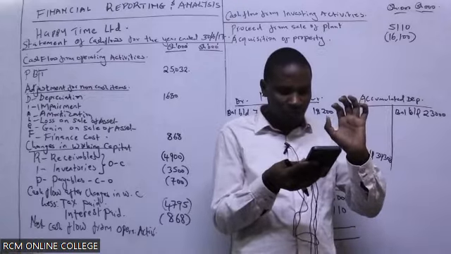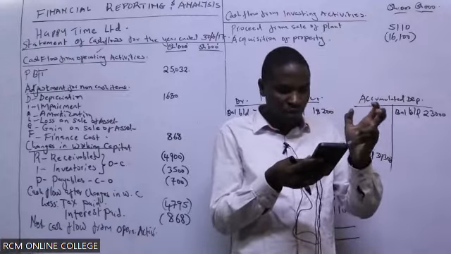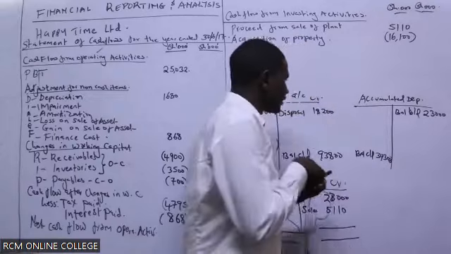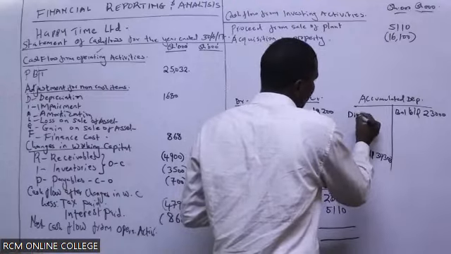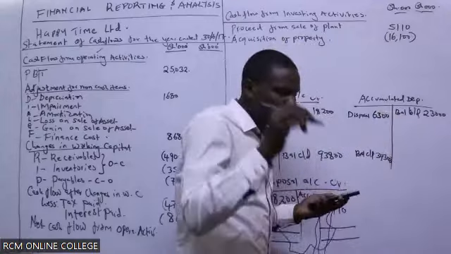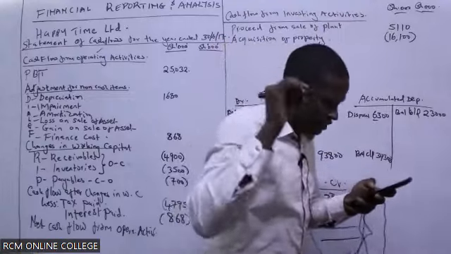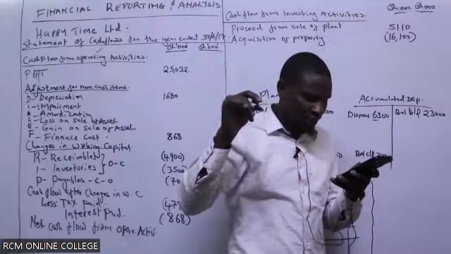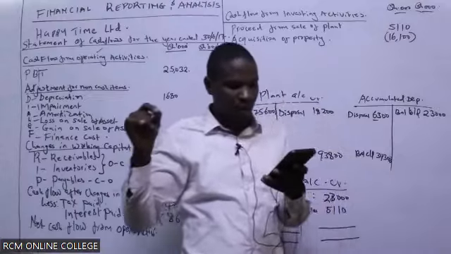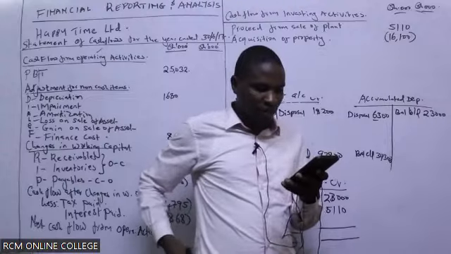Now, I want you to look at during disposal, there was another accumulated depreciation. Still, our accumulated depreciation has a value here. So during disposal, our plant had accumulated depreciation of 6,300. The disposal proceeds amounted to 5,110.